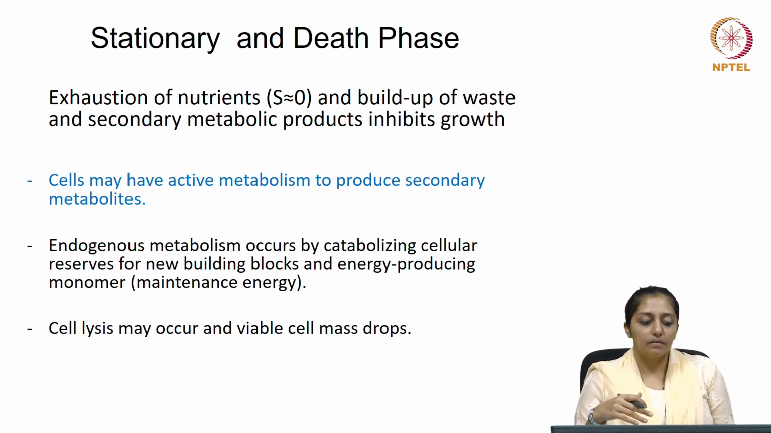So, in that case, which can be clubbed under endogenous metabolism. Now, cells may have active metabolism to produce secondary metabolites. Endogenous metabolism occurs by catabolizing cellular reserves for new building blocks and energy producing monomers. Now, this is all clubbed into maintenance energy. The cell lysis may occur in this phase and the viable cell mass or cell number will start decreasing.